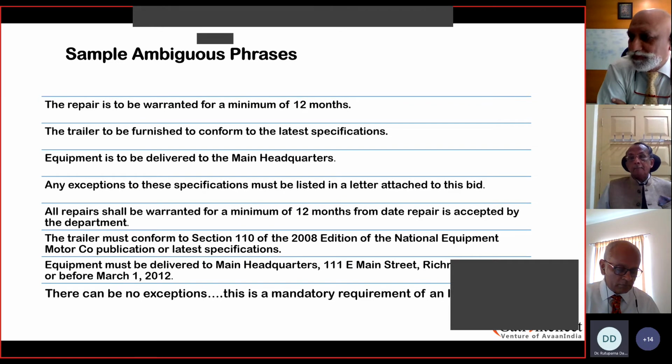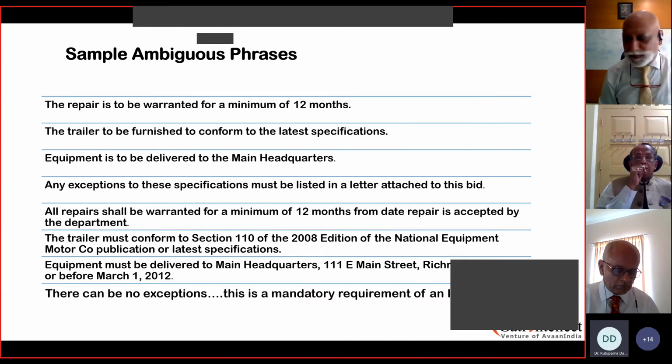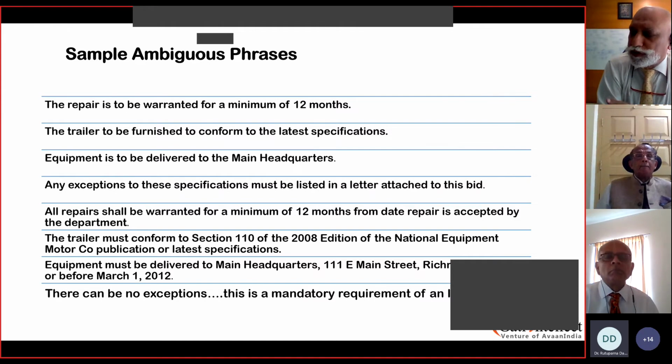Equipment to be delivered to the main headquarters. Now, it's not very clear what the exact location is. If the contract involves transportation and erection, then the specifications of erection, how it has to be positioned and how it has to be delivered at site, are very important. Those things are not clear and very ambiguous in the statement, which will certainly result in the contract not being closed correctly or not being delivered correctly.